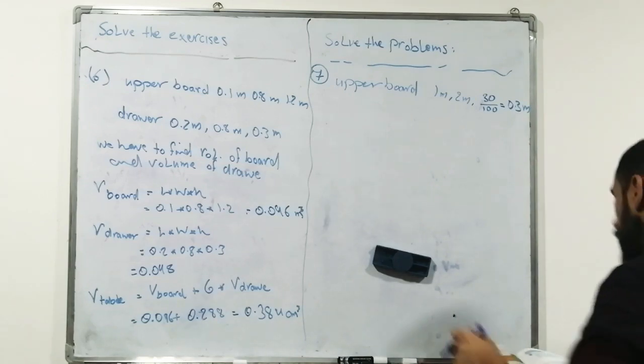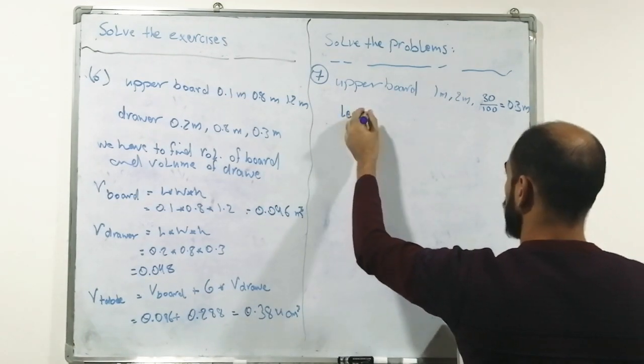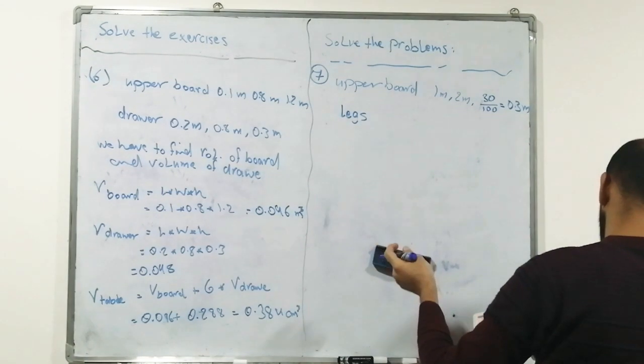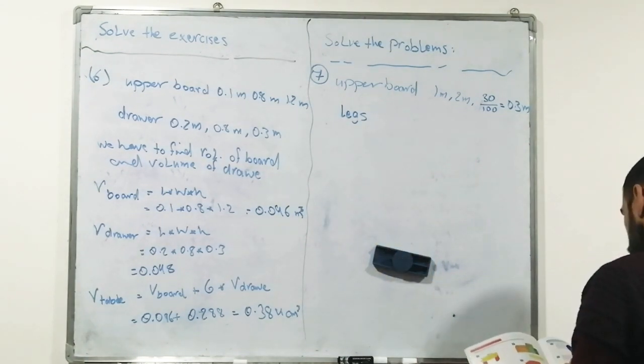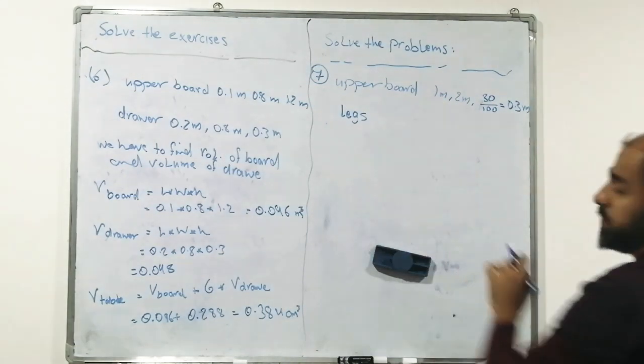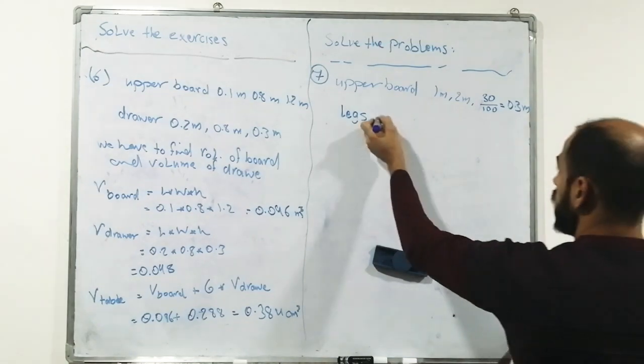And the legs of the table, we have 4 parallel legs. The surface of its base is square. The legs have a square base.